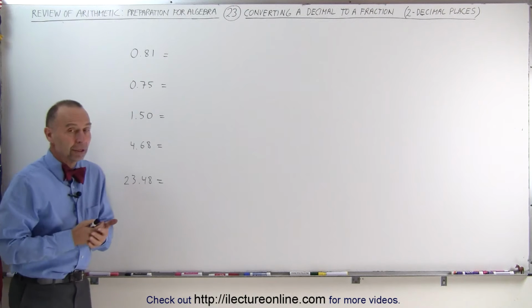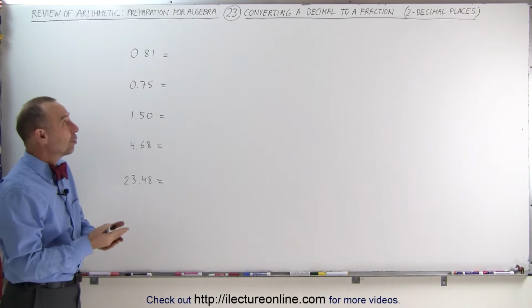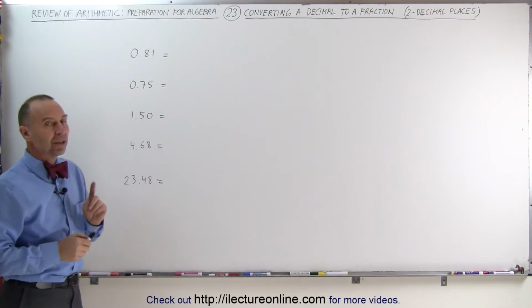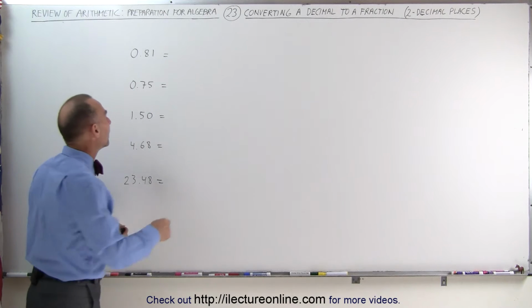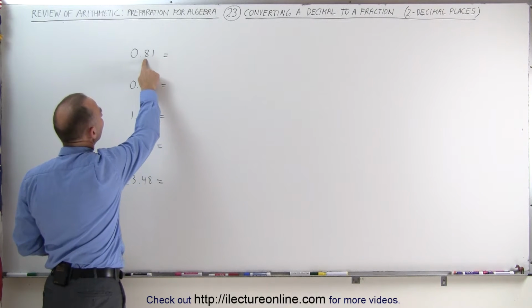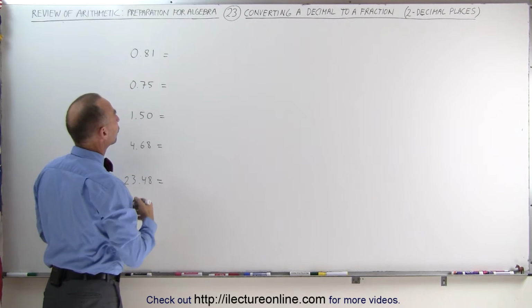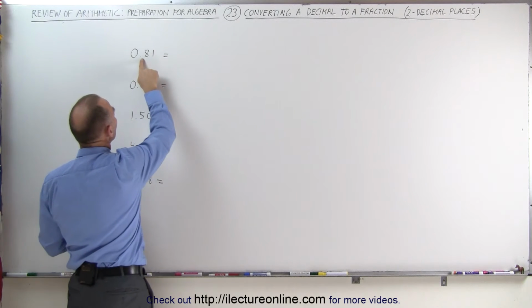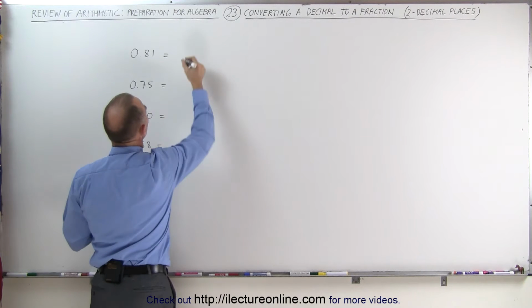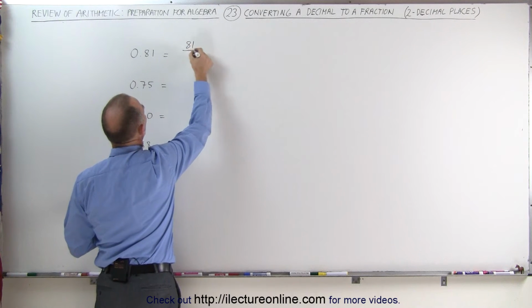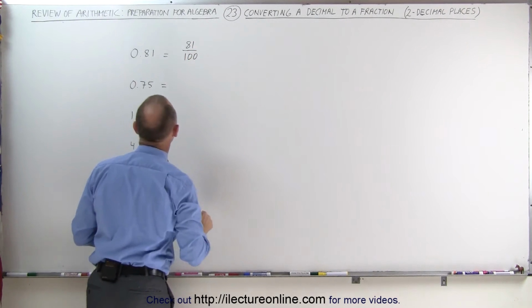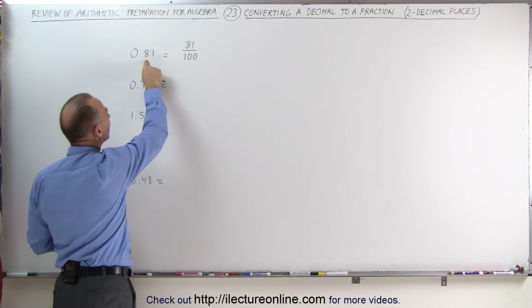We're going to convert a decimal with two decimal places to a fraction. The best way to do that now is to look at it this way. We have two decimal places here, meaning we have two numbers past the decimal point. To convert, we're going to get rid of the decimal and simply write this as 81 over 100. Because this is 81 100ths.